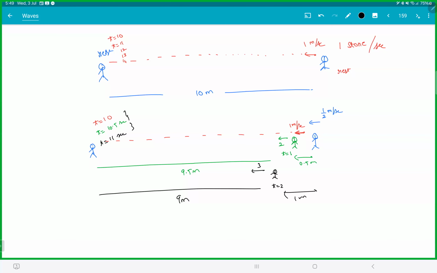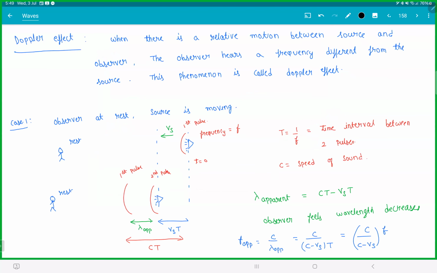Is this example making sense? If you ask me, this is the Doppler effect. This is what is happening when the source moves. Fair enough? Got the idea? So this is the same thing I showed here. Please have a look at this now.